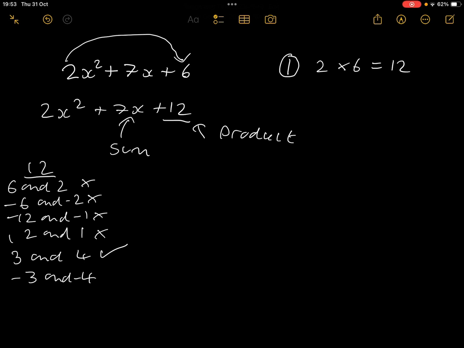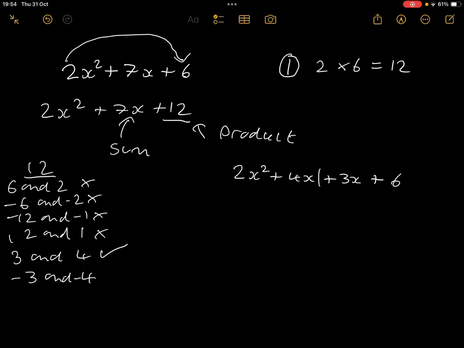Now you can't simply just write them in, this is not how the method works. You do what is called splitting the middle. So you now rewrite 2x squared plus 7x plus 12 using the two numbers that you just got, like that. And then you change the 12 back to a 6, the original number. So now you've split the middle term, and you can treat them as two separate expressions almost.